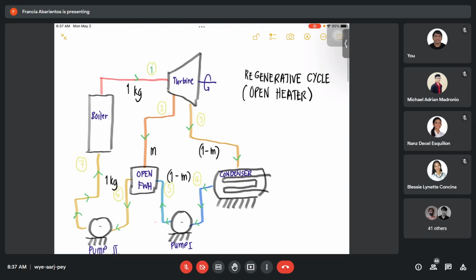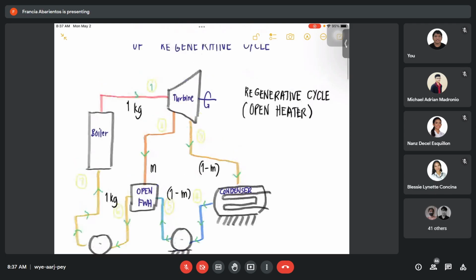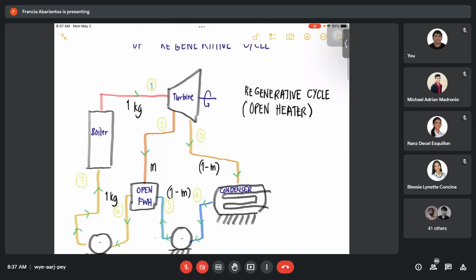So, dito yan, class, from this turbine, sa turbine natin, hindi ko na susum. Hindi pala ito PDF. Okay. So, yan, sa turbina natin.